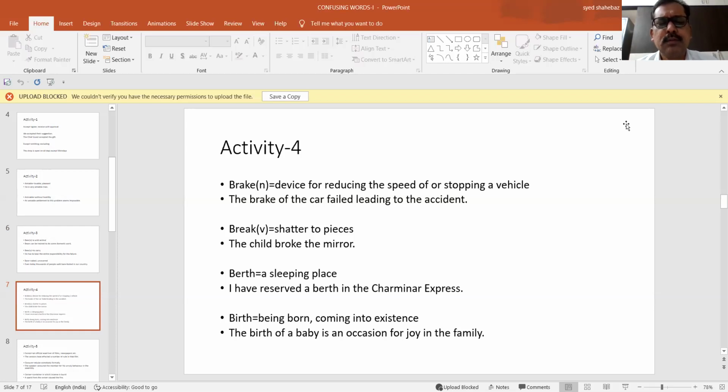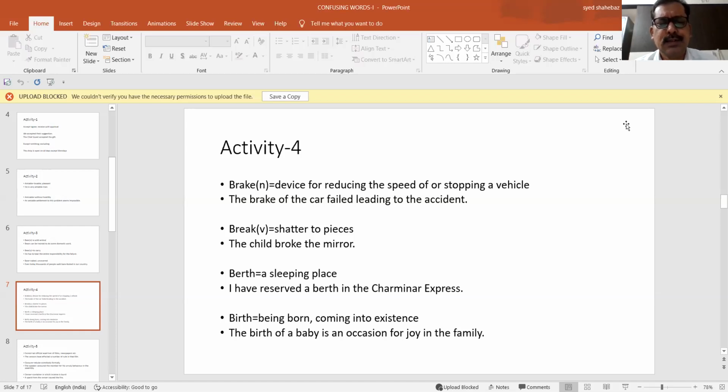The second one is a verb, different spelling, B-R-E-A-K, break. You remember that a verb can be used in past tense and past participle. The verb will have three forms: V1, V2, V3. So break, broke, broken. Break means shattered to pieces. The child broke the mirror. These are the two words, different spelling, same pronunciation.